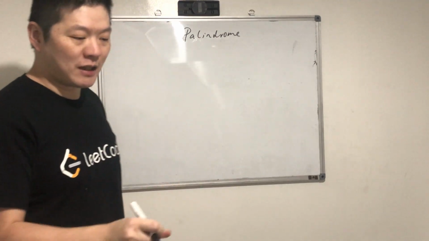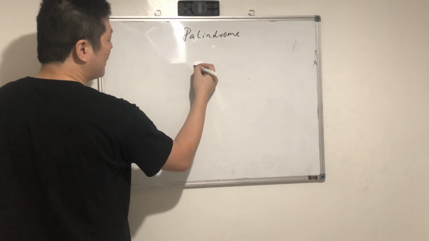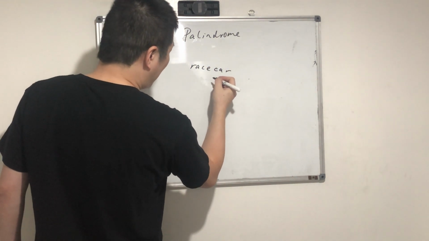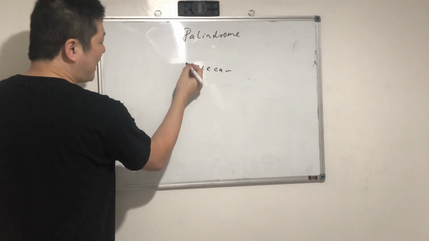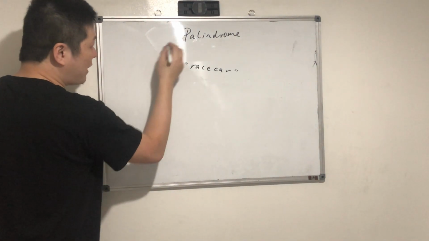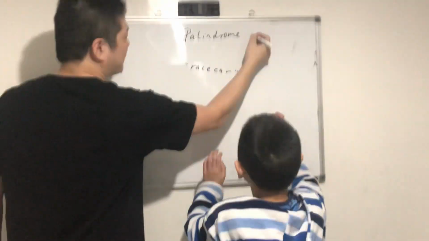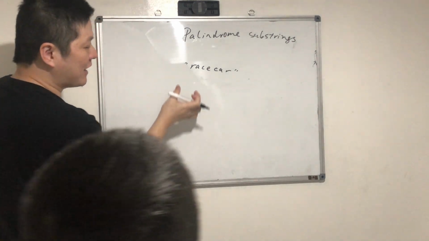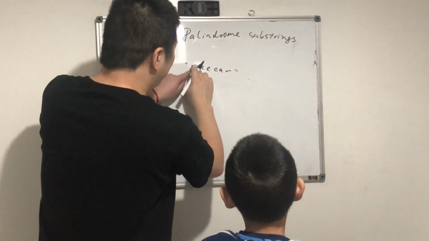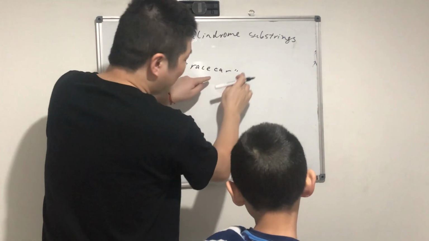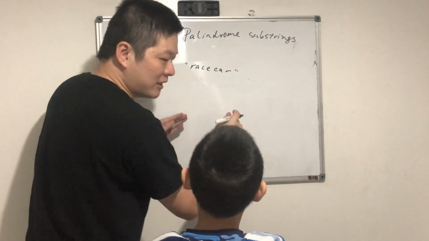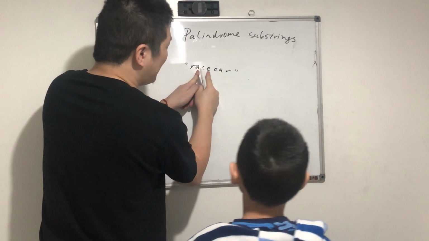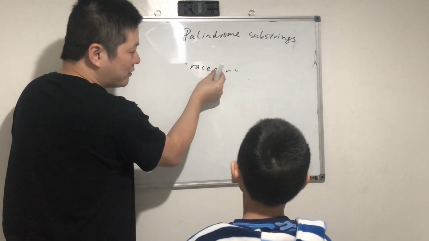So basically, if I give you race car, you need to tell me how many palindrome substrings there are. What's a substring? It's continuous. A subsequence is where you can jump and skip, but a substring is not. R is a substring, I is a substring, AC is a substring, but a skipping pick is a subsequence. So it needs to be a continuous piece.